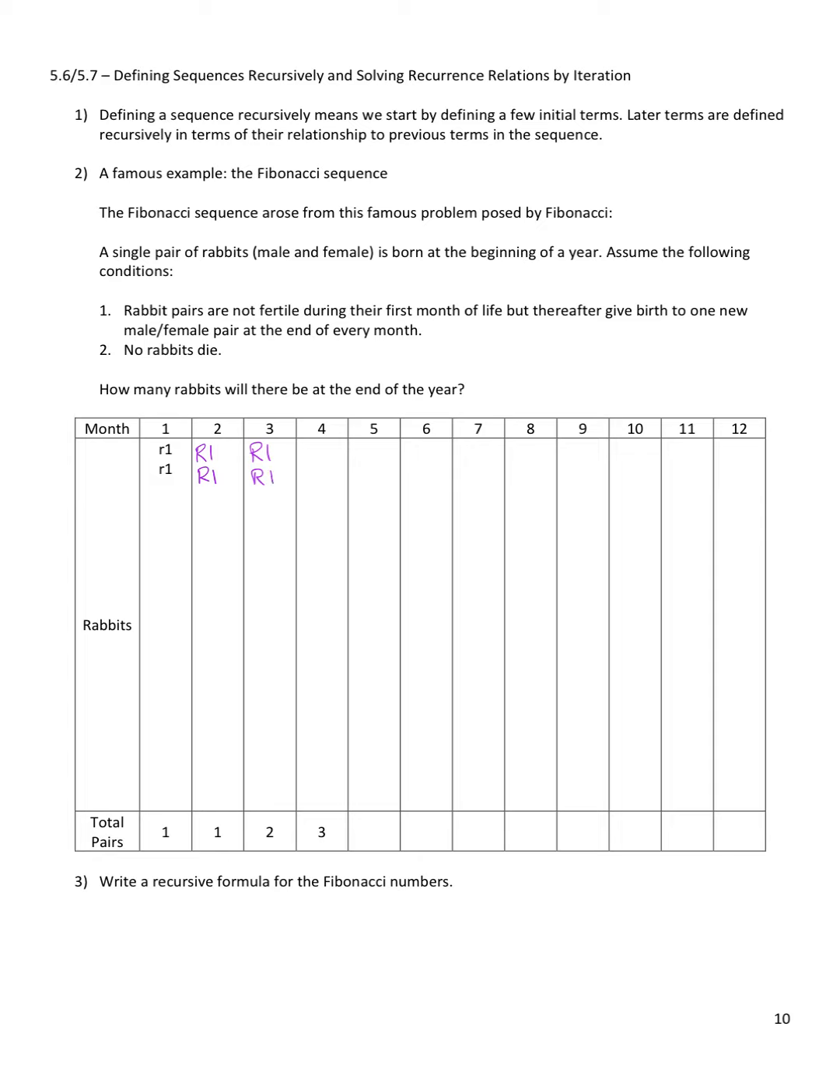Okay, in the next month, rabbit pair one lives on. Rabbit pair two grows up. But rabbit pair two were just babies here, so they didn't reproduce going into month four. They don't reproduce until their second month. But rabbit pair one has another pair of babies. So rabbit pair one produces a third pair, R3. And that means now I have three pairs of rabbits.